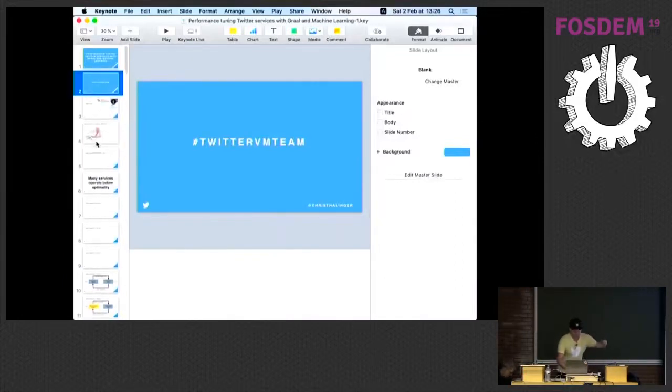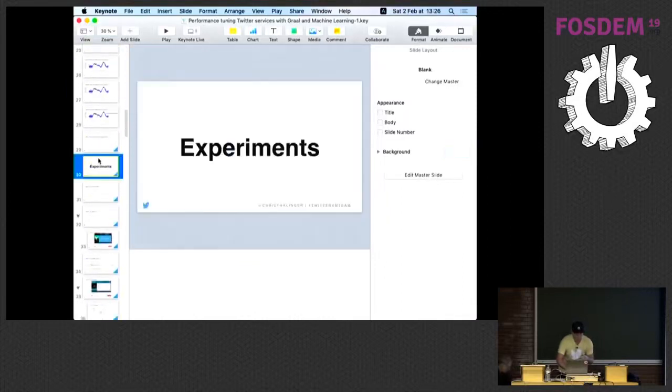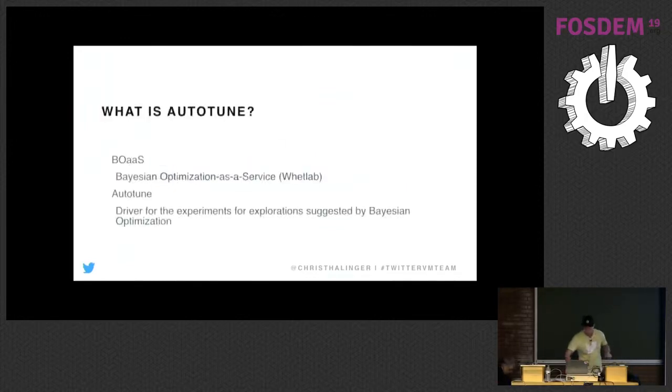We run on microservices, and we have a lot of them. This talk is about how we're using Graal to run our mostly Scala-written services. By using Graal, we save a lot of CPU. We also have something called Autotune. It's basically a framework that uses Bayesian optimization as a machine learning framework to tune JVM parameters.